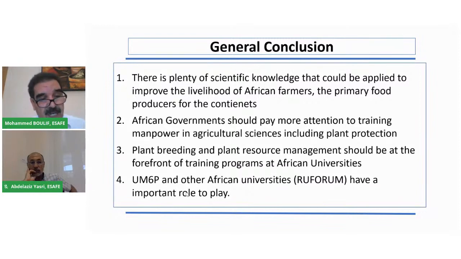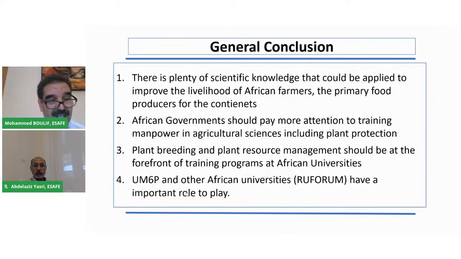So the third recommendation is that Africa needs to develop plant breeding programs, sound plant breeding programs that can allow for germplasm management that can be beneficial to the farmer. And these plant breeding and plant resource management programs should be at the forefront of training programs at African universities.